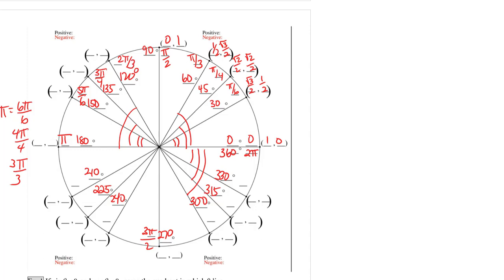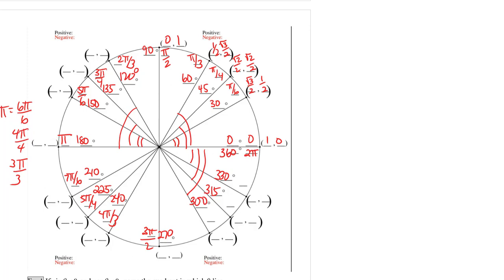Now we'll do the same thing by adding those angles to pi in quadrant 3. So 6 pi over 6 plus pi over 6 makes this 7 pi over 6. Pi, or 4 pi over 4, plus pi over 4 makes this 5 pi over 4. And then if we add pi over 3 to 3 pi over 3, we get 4 pi over 3.